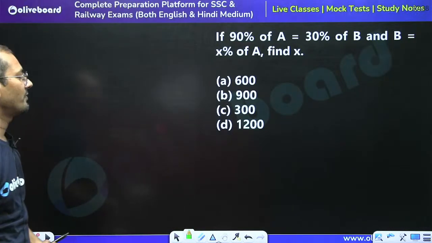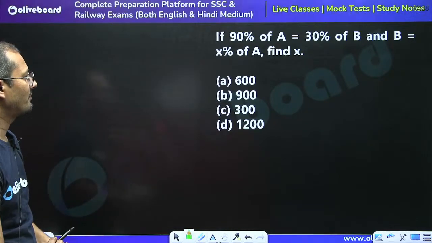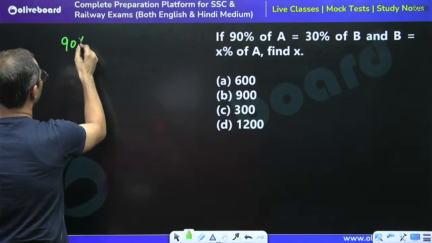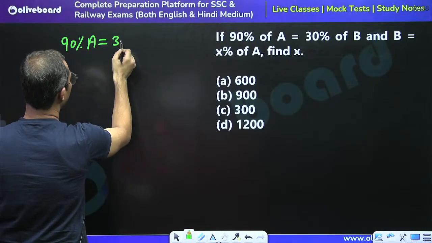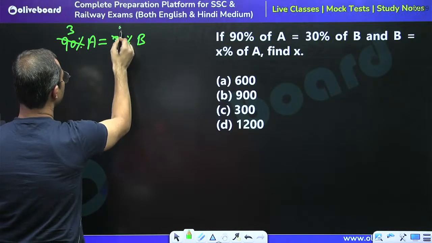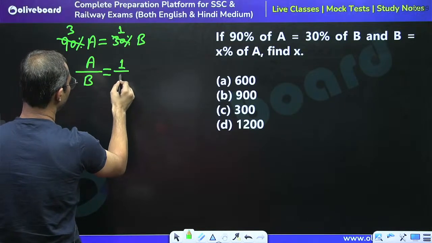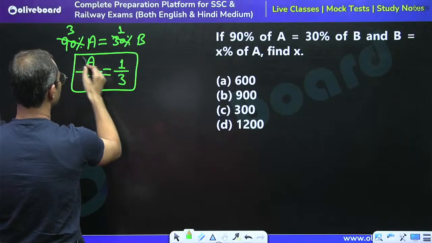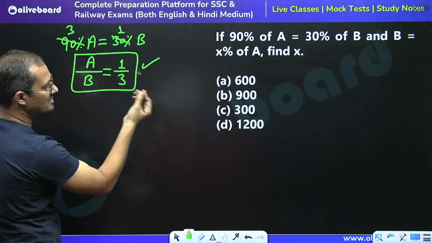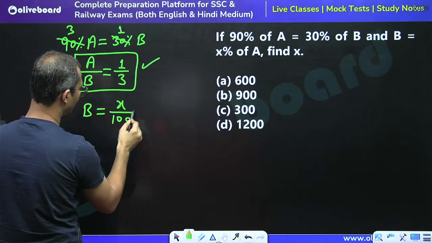If 90% of A is equal to 30% of B and B is equal to X% of A, then find the value of X. See, we can say that 90% of A is equal to 30% of B, right? So by 30% this would be cancelled, 3 times and 1 time. So the ratio of A to B will be equal to 1 by 3, right? So from the first statement we got the ratio of A to B.